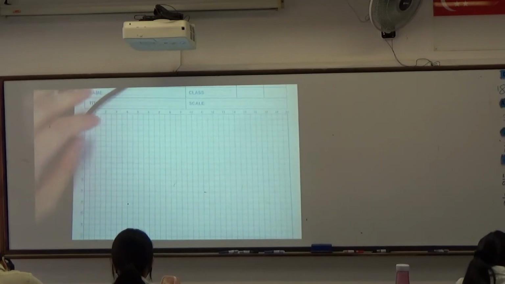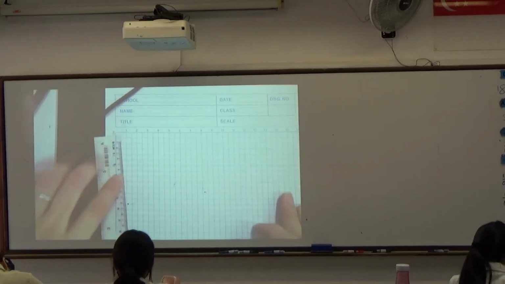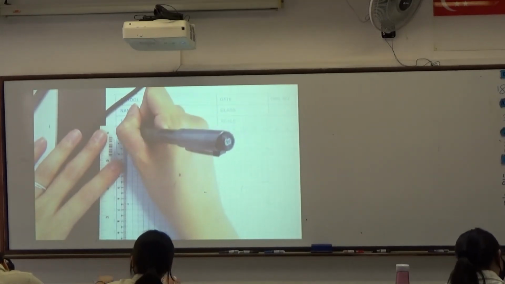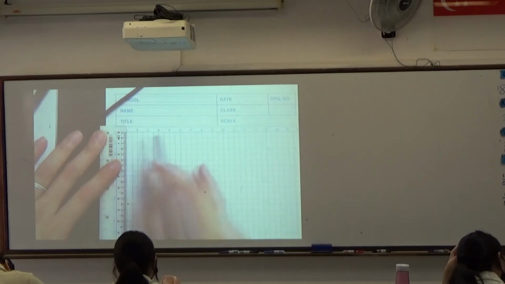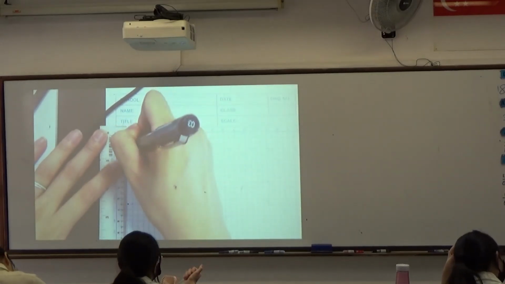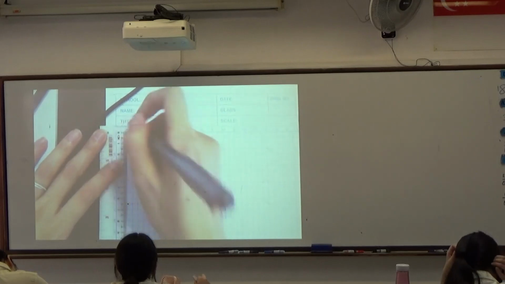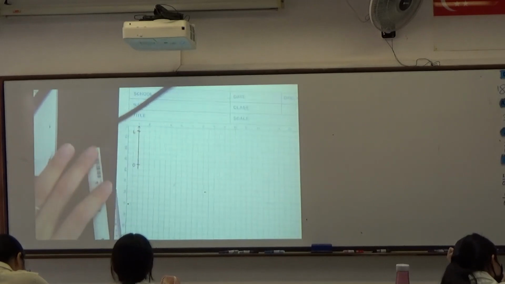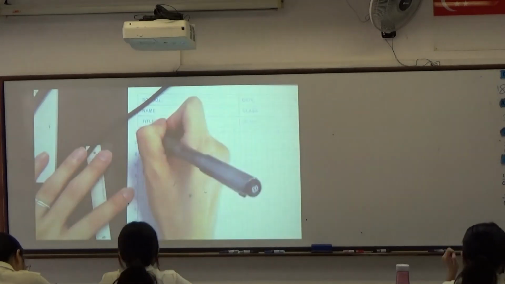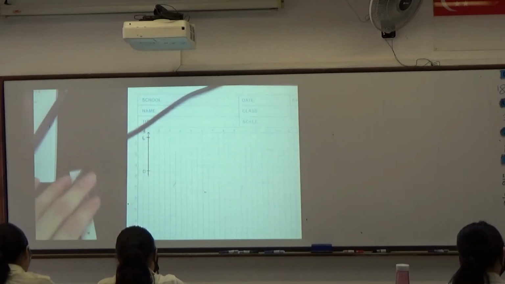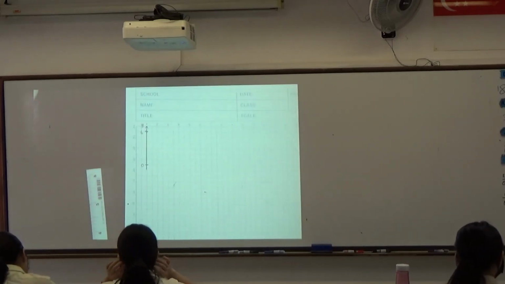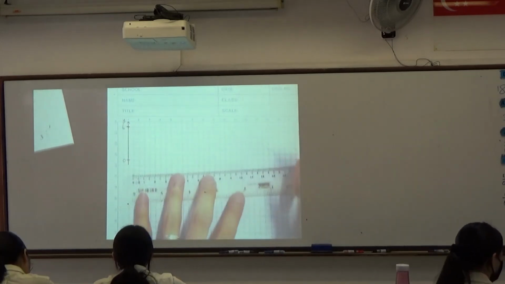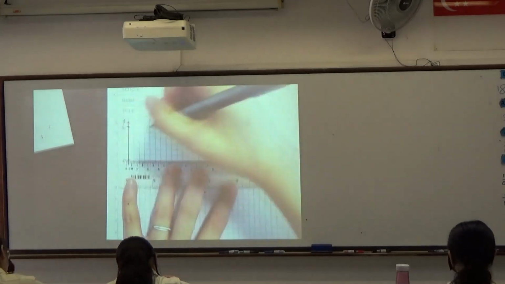So what I want us to draw now is a grid. I want us to take one box as 1 unit, up to 6 units. So 0 to 6 for your vertical axis, and then for your horizontal axis, I want it to be from 0 to 10.